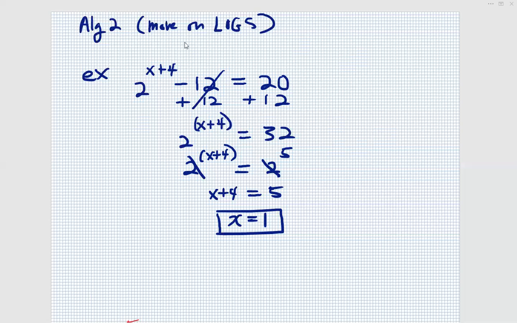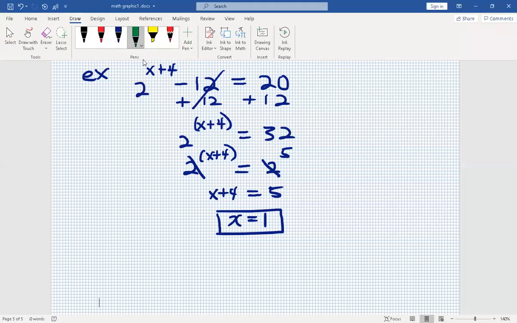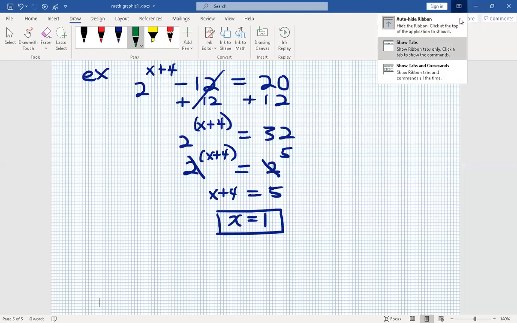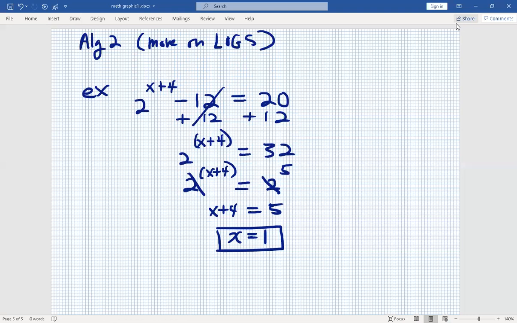Let me change the color on my, let's see, how do I change this color? Let me change it to green here now. And then maybe show tab like that. Okay, I like this setting better.